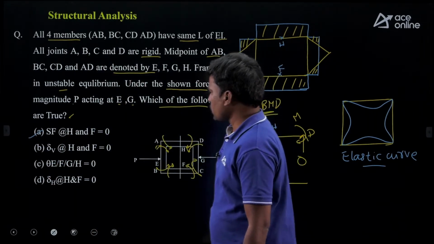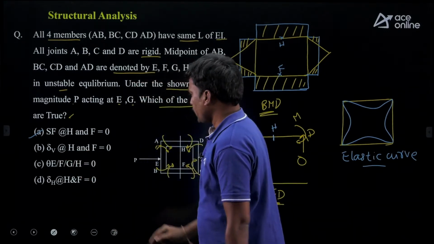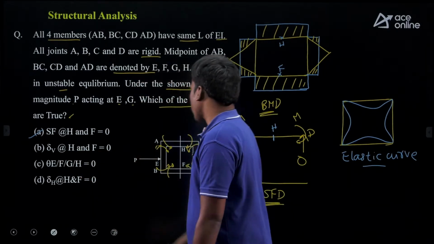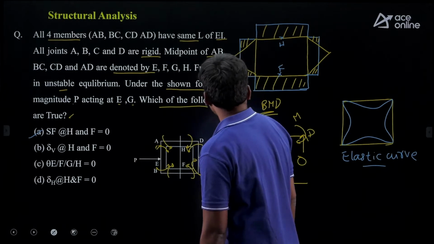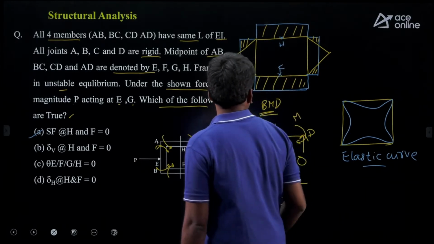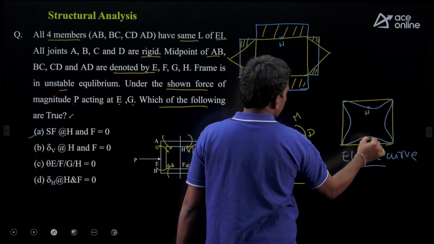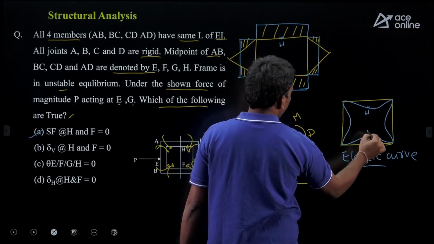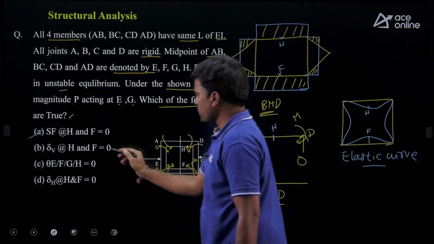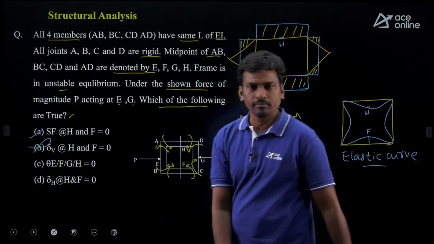Next, vertical deflection at H and F equals to 0. Vertical deflection at H and F. Students, this is the vertical deflection at H, this is the vertical deflection at F, right? Is it 0? No, it is not 0. So option B is wrong.